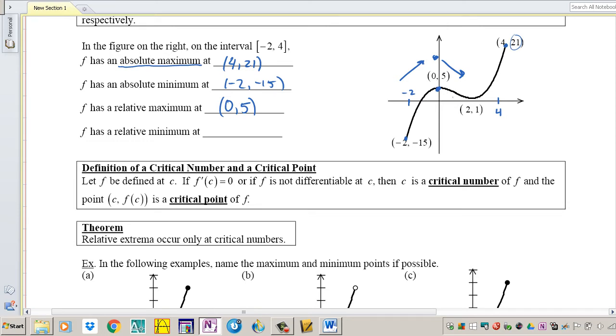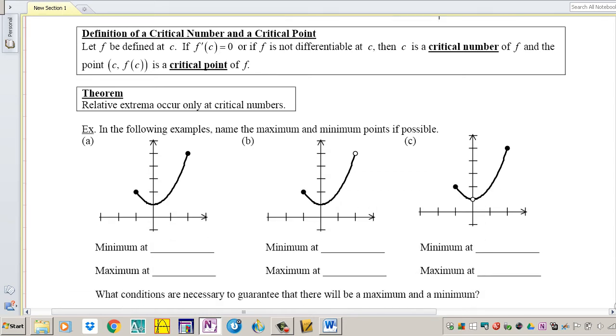Now I can do the same thing for minimum, relative minimum. If I choose an open interval around this lowest point, then there is no other point in this interval that I chose that is lower than 2, 1. So 2, 1 is considered to be my relative minimum. You could also say it's a relative minimum because the graph goes from down to up, and at the lowest point is my minimum.